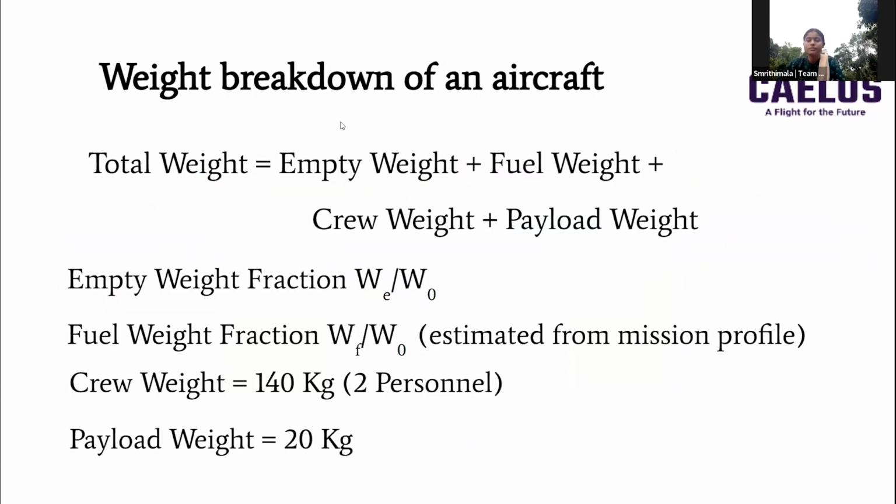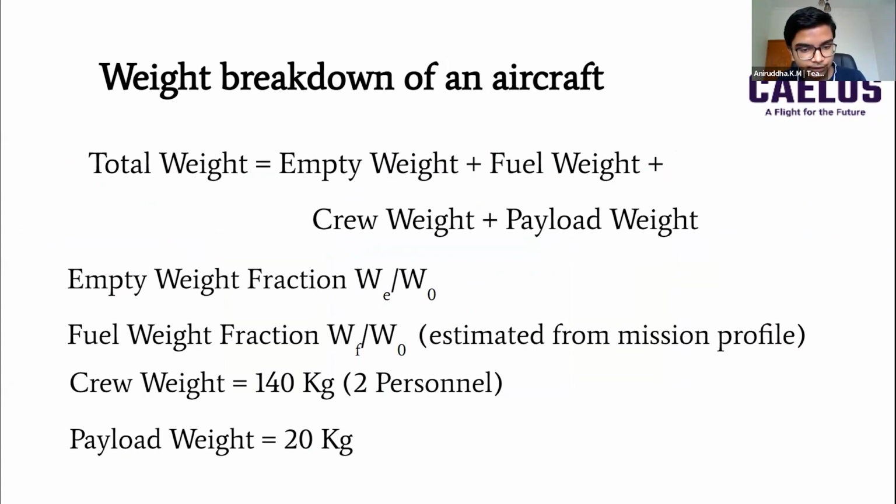So the weight of an aircraft is subdivided into 4 categories, which are the empty weight, the fuel weight, crew weight, and the payload weight. The total weight of the aircraft is the sum of the empty weight, fuel weight, crew weight, and payload weight. The empty weight is nothing but the weight of the structure of the aircraft without the fuel and the payload of the crew.